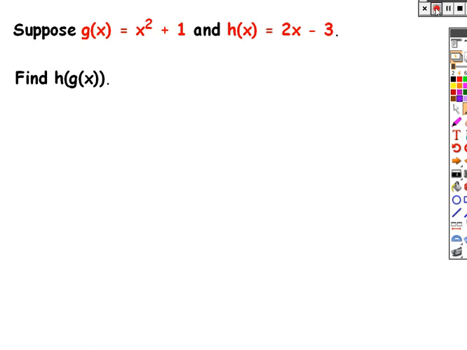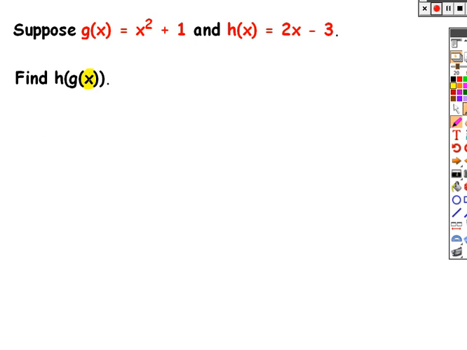Now let's look at this example. This is similar to what we just did, but now I'm asking for h of g of x. So instead of inputting a specific numerical value, I just want to keep this function in general. So I'm looking at the composite function. I'm combining function h of x and function g of x.